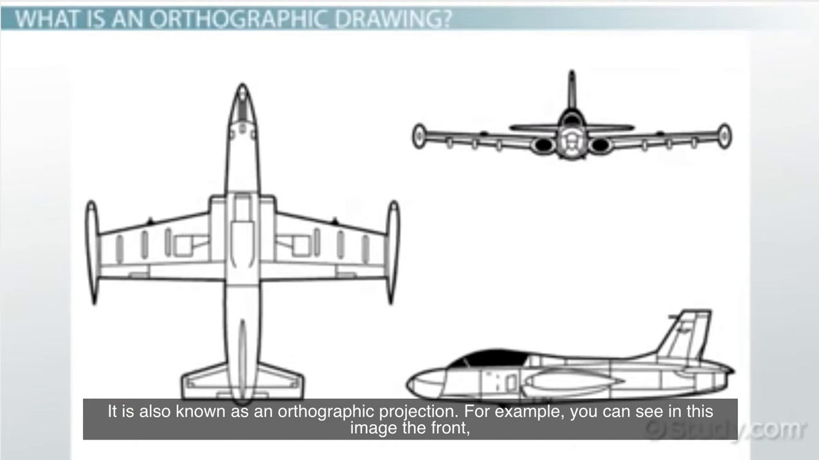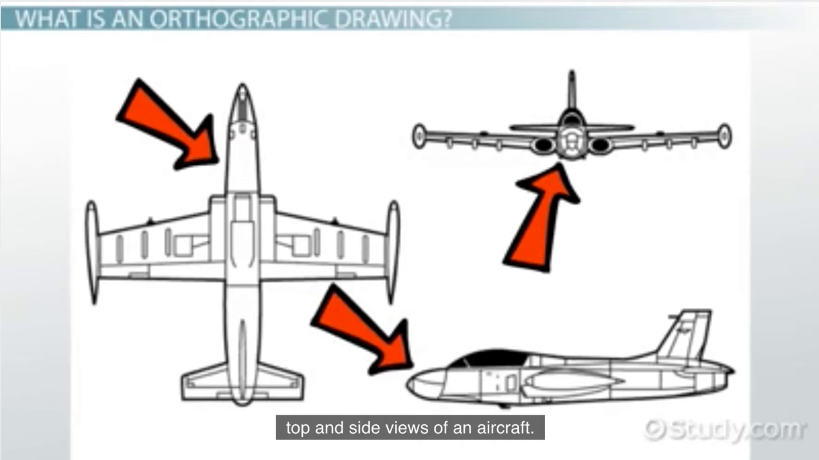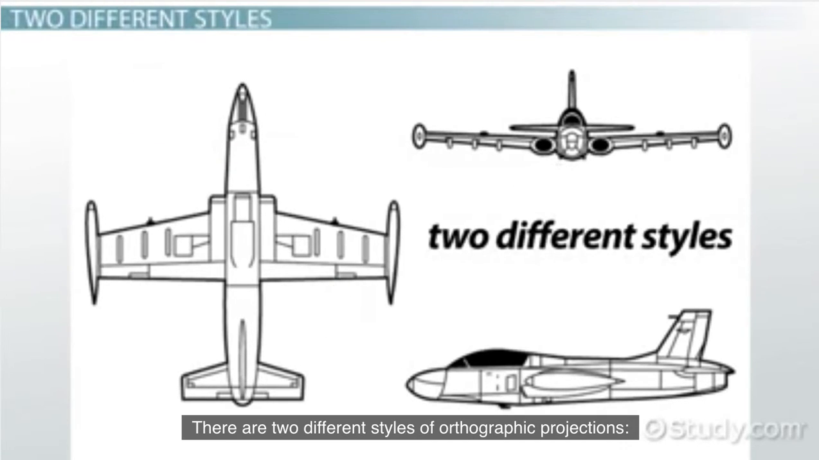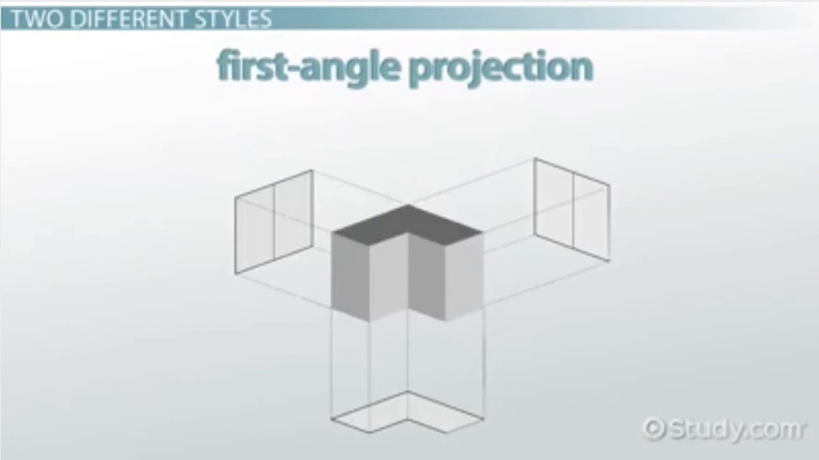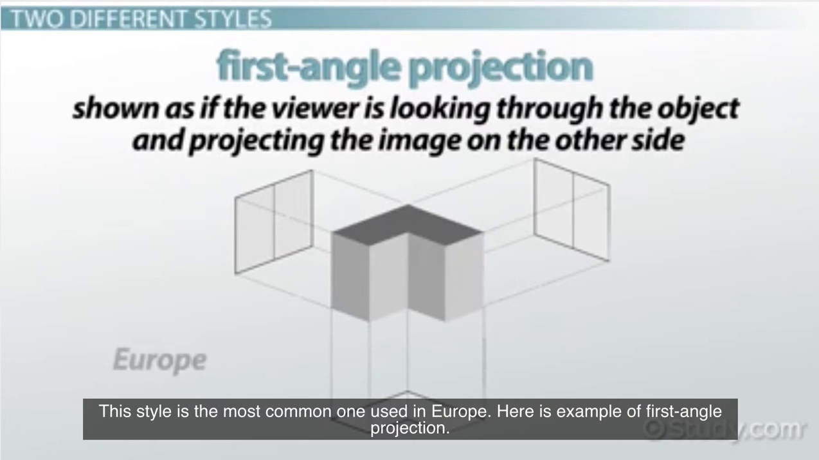For example, you can see in this image the front, top, and side views of an aircraft. There are two different styles of orthographic projections. In first-angle projection, each view is shown as if the viewer is looking through the object and projecting the image on the other side. This style is the most common one used in Europe.